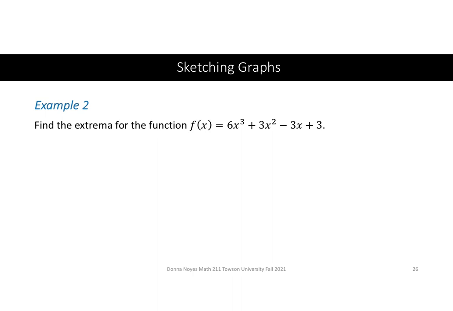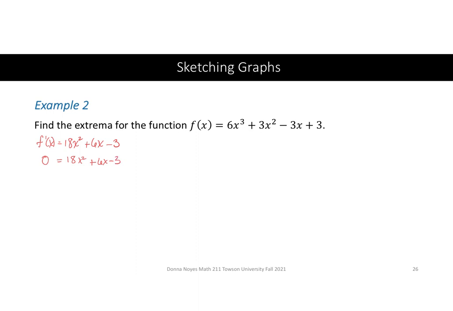Let's see if we can do one example all the way through with just our first derivative test. So with this example, I said, let's find the extrema for the function f of x equals 6x cubed plus 3x squared minus 3x plus 3. So first steps first, we always find the first derivative. So let's find f prime of x, which would be 18x squared plus 6x minus 3. Then we want to set it equal to 0. So 0 equals 18x squared plus 6x minus 3.